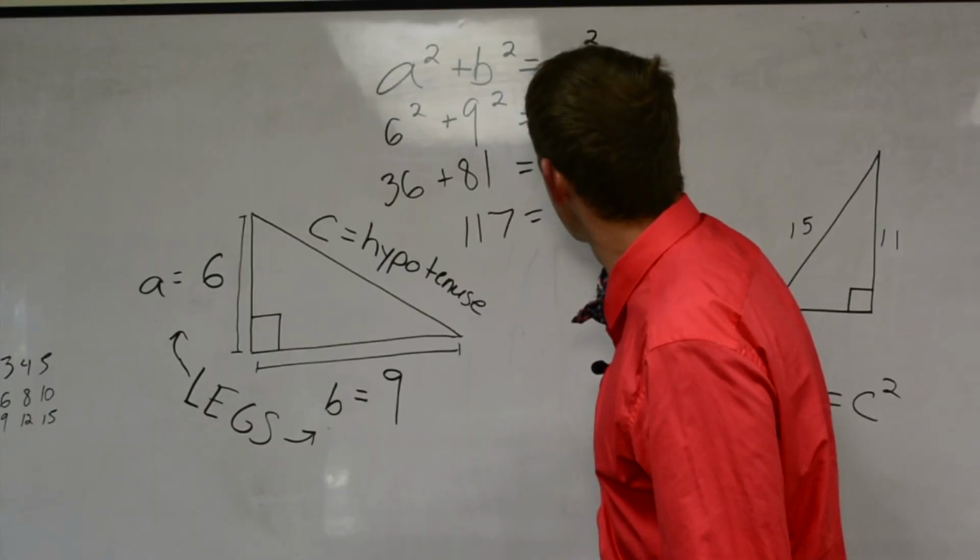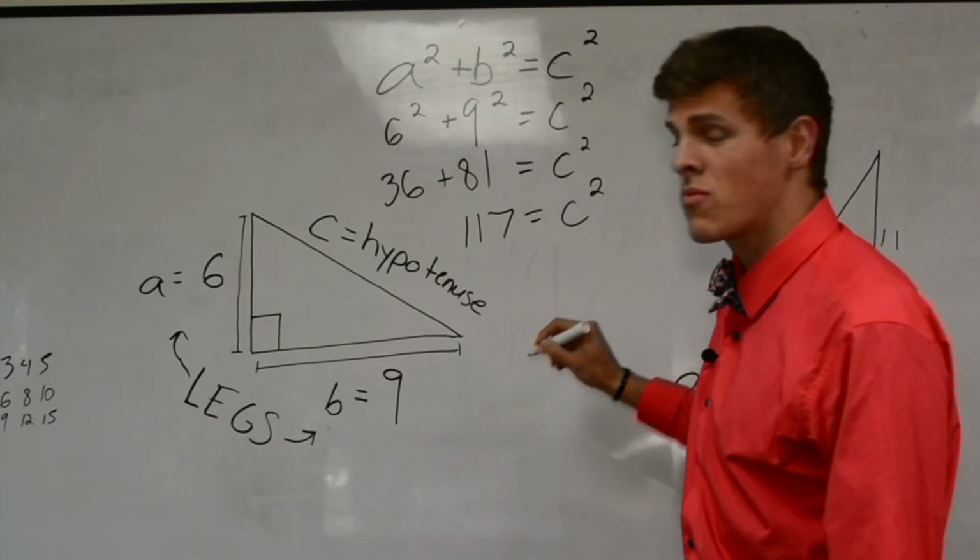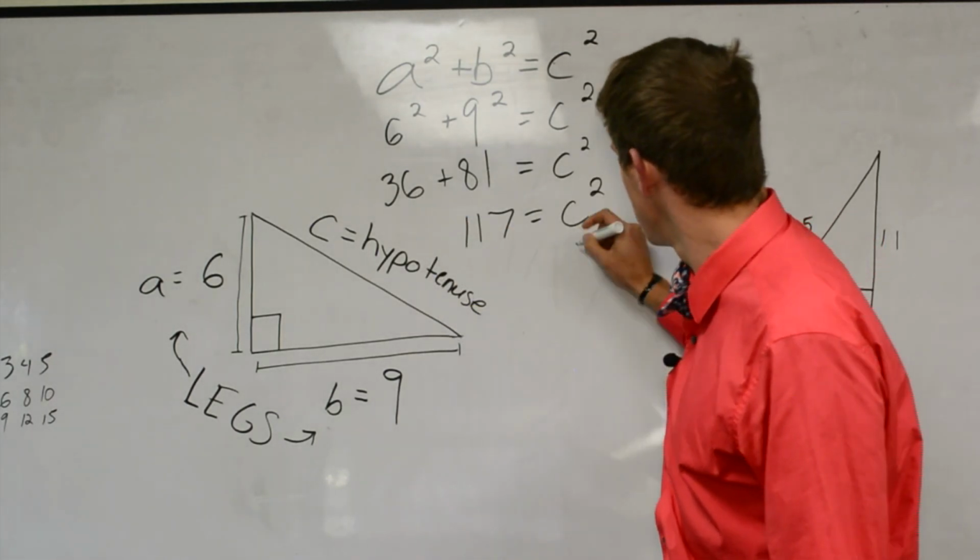Next up has brought many teenagers trouble. We need C, to get rid of the 2. So we use an inverse operation, square root. You can leave it as a radical or a decimal.